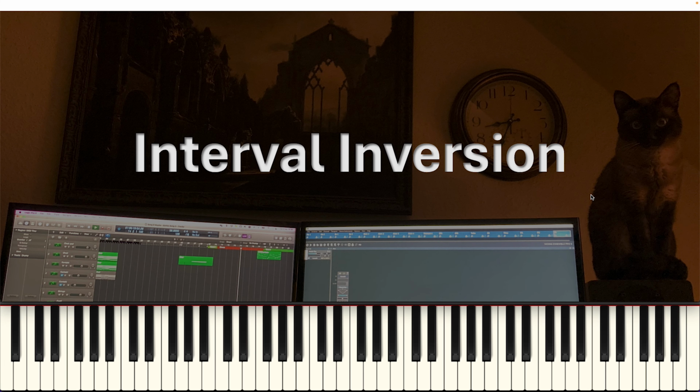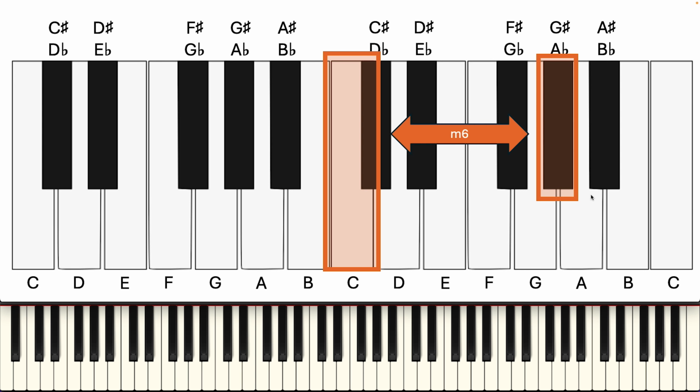So now let's talk about interval inversion, which is a very, very important concept in intervals. If we take any interval, in this case between C and A flat, that's a minor sixth, if you remember. So how do we count it? If you start from a C major, 1, 2, 3, 4, 5, 6, that's a major sixth, and then one semitone down, that's a minor sixth.